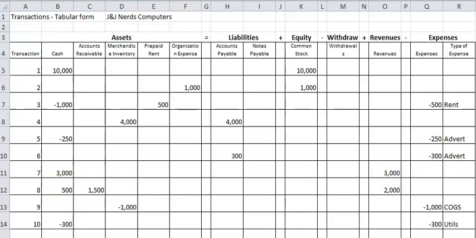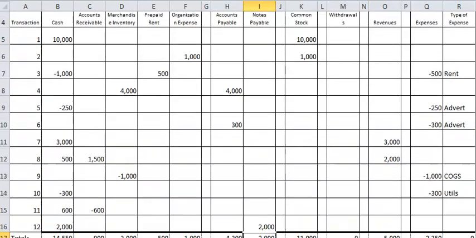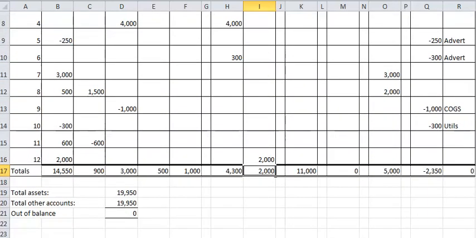Number 9, that computer that we just sold cost $1,000. So what did we do? That $1,000 cost, we took out of merchandise inventory and expensed it under cost of sales, under cost of goods sold. Okay, gang, we got a couple more here. Let's keep on doing some more entries here.